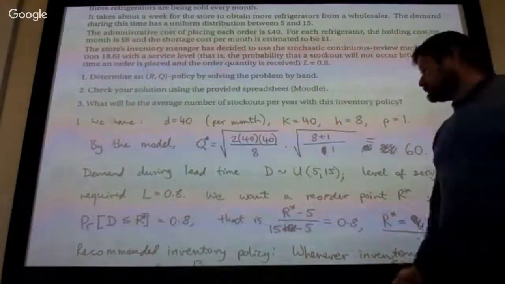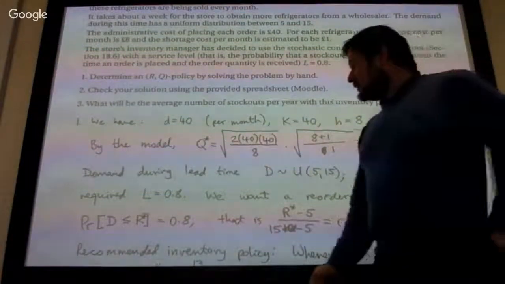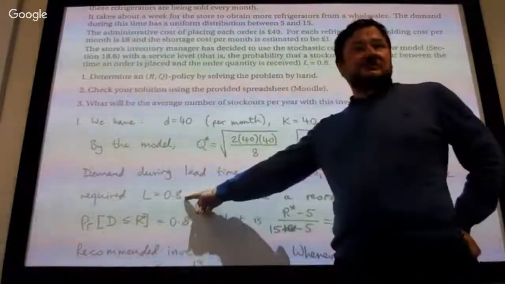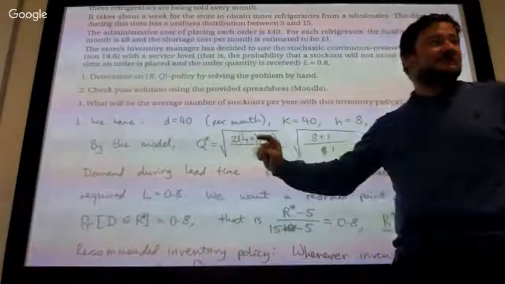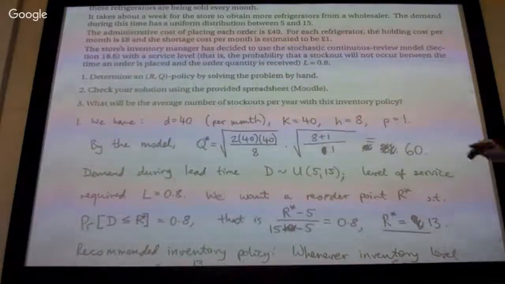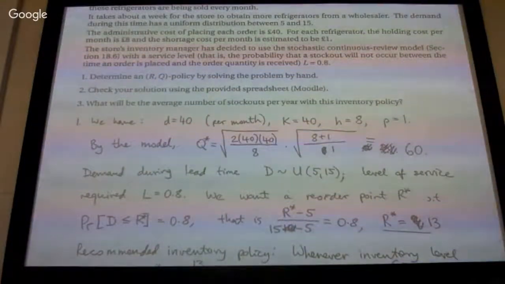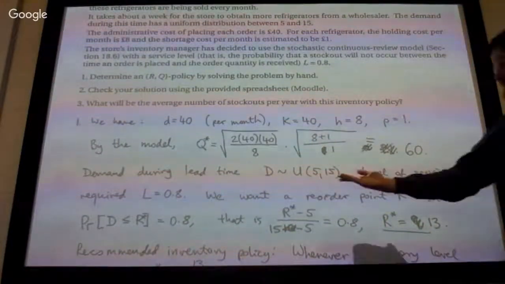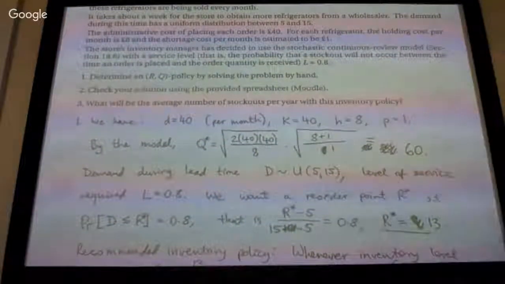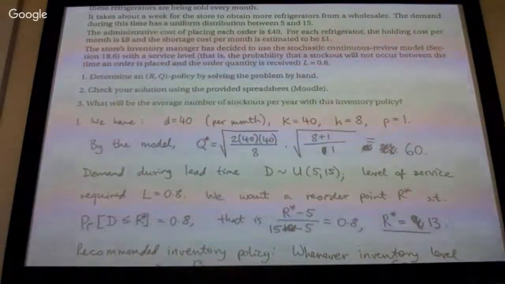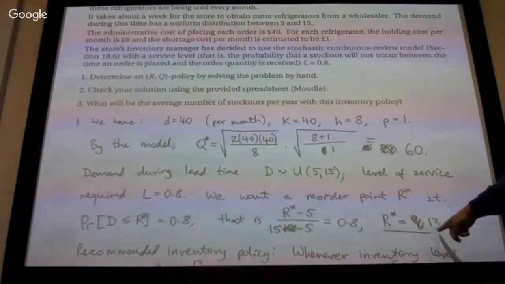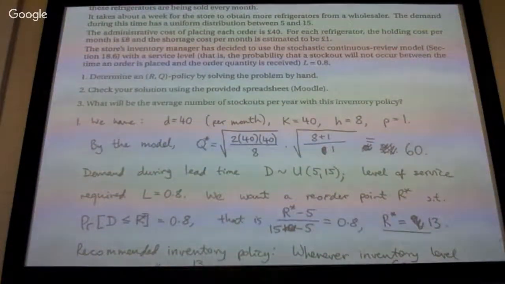So the probability of not having a shortage was set to be 80%. That's the target, so that doesn't come from anywhere. It comes from the text of the exercise. And so you want the probability that this demand is less than or equal to your R, or R star, to be exactly 80% thereabouts. And so when you do the probabilities, you should get 13. And I got something else the first time.